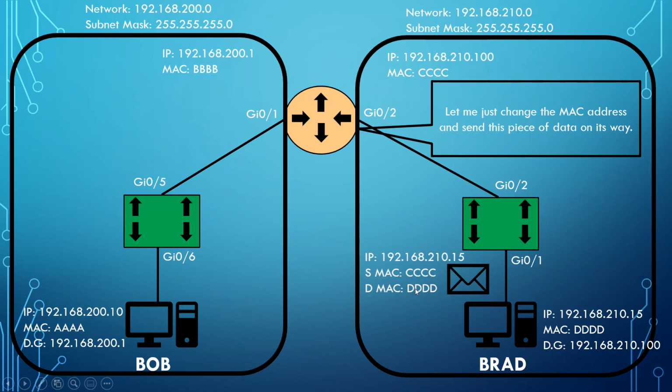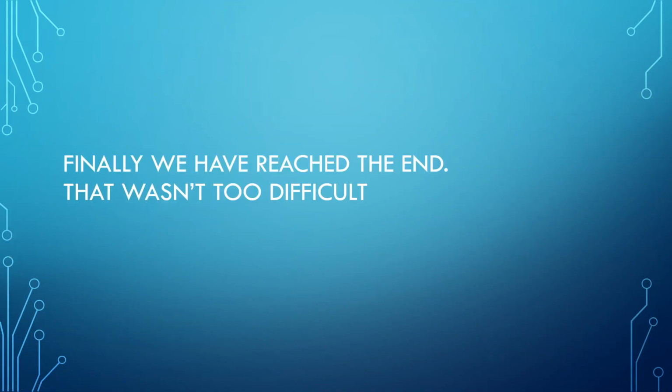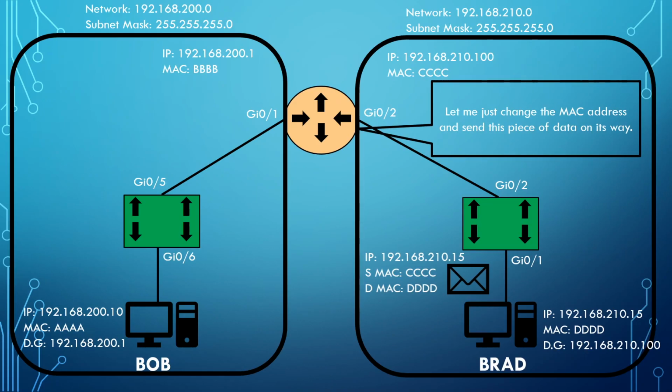In this case, the destination MAC address is now going to change to Brad's, because the router realizes, okay, I am directly connected to the same network that Brad connects to. I can reach Brad directly. So now I'm going to change the MAC address to DDDD. And to be fair, that's all there is to it. So this data finally reaches Brad. Brad is able to view the contents of the email, and that's it.